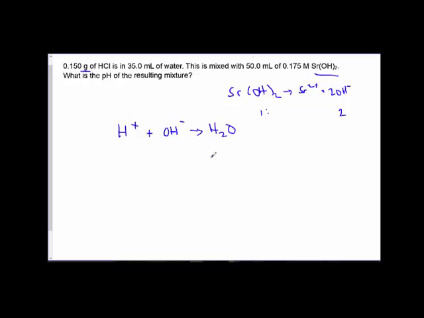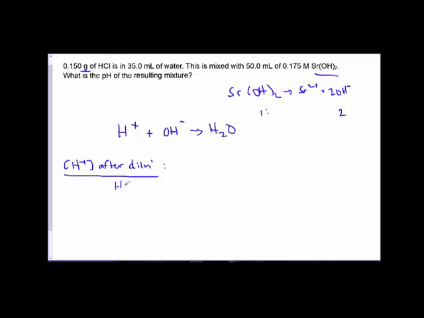So what we need to find out is what's the H plus concentration after dilution, and what's the OH minus concentration after dilution. And once we know those two concentrations, we can compare them and see which one is in excess. And then we can figure out what is the pH of that solution. So we'll start with the acid. Okay, so we've got the HCl.